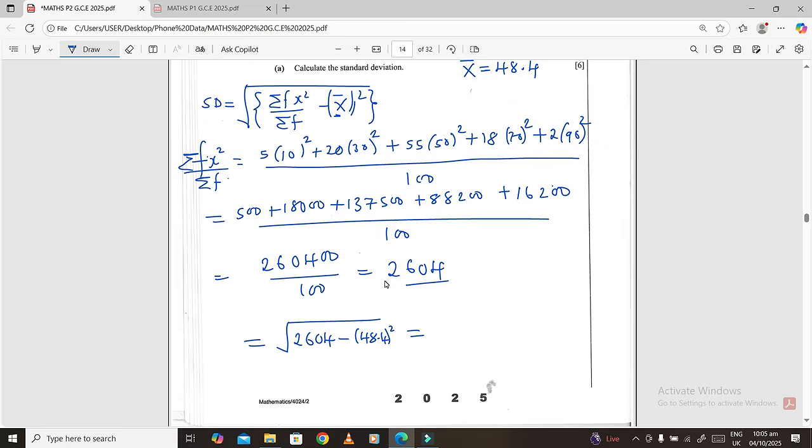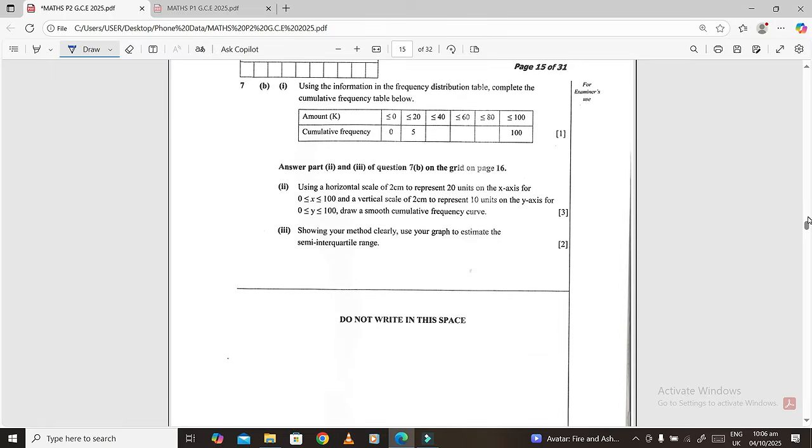And then just punch on your calculator 2604 minus, open bracket, 48.4 squared. You put a power 2. Don't forget squared. When you do squared, it's going to give you 261.44, of which when we find its square root there, it's giving us a 16.2. So this is our standard deviation. We now go to graphing.